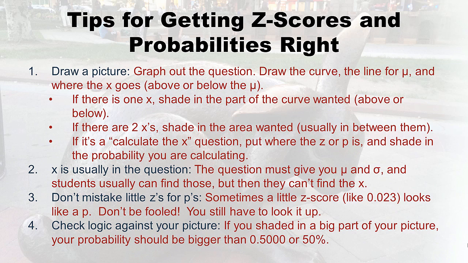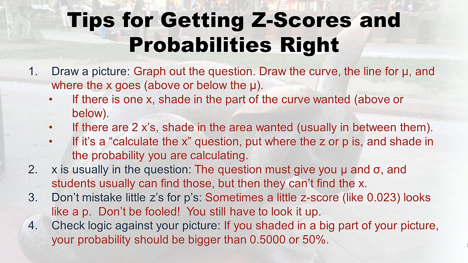Then note that x is usually in the question. If you can't find x and you're trying to do the z formula, because you're trying to make a z-score, that's what it asks for, or you're trying to find a probability, that's what it asks for, look in the question and you'll probably find the x in there.